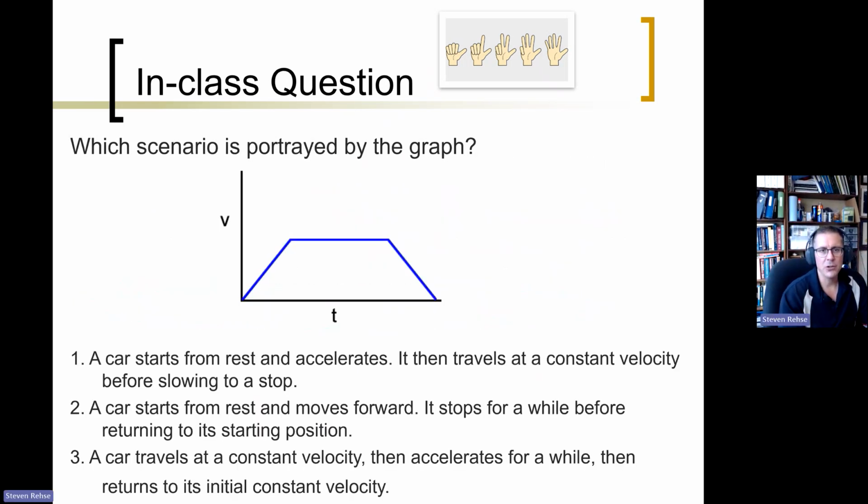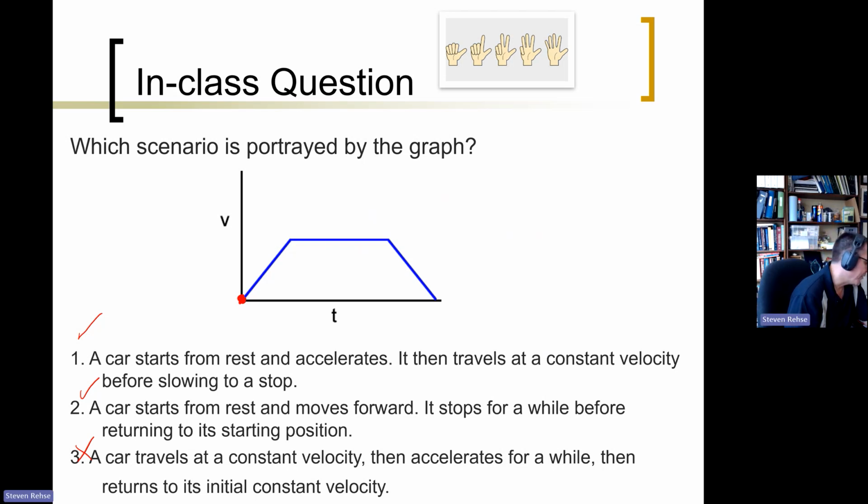Here's a question about looking at the velocity versus time graph. There's only 3 options. Which scenario is portrayed by the graph? The car starts from rest and accelerates. It then travels at a constant velocity before slowing to a stop. Well, this is showing at the beginning, velocity is 0, velocity versus time. So at the beginning, the car starts from rest. So car starts from rest, it could be 1. Car starts from rest, it could be 2. A car travels at a constant velocity, it cannot be 3. This is a car starting off at rest for sure.